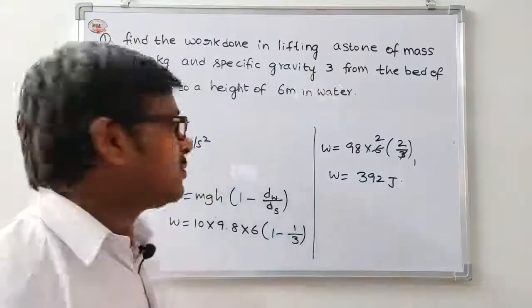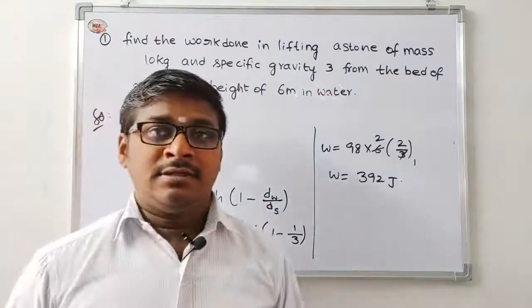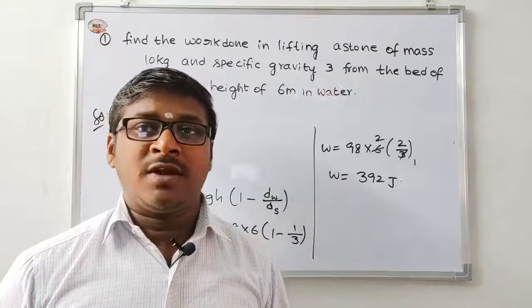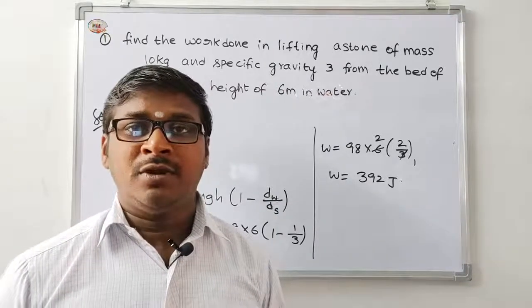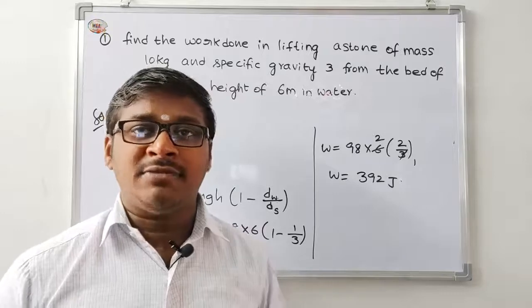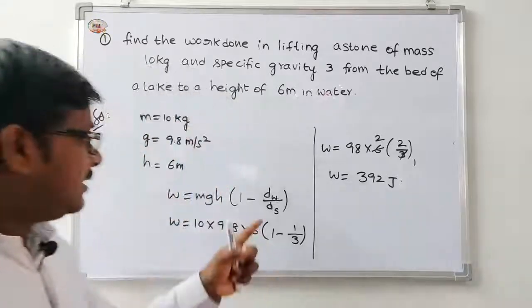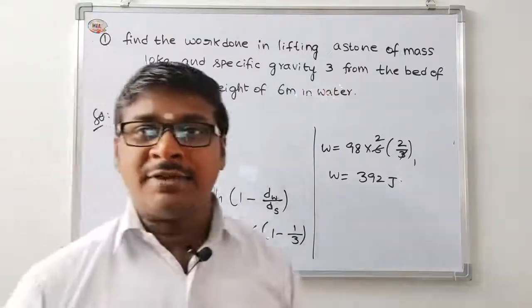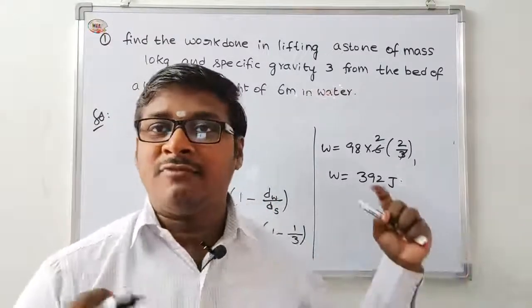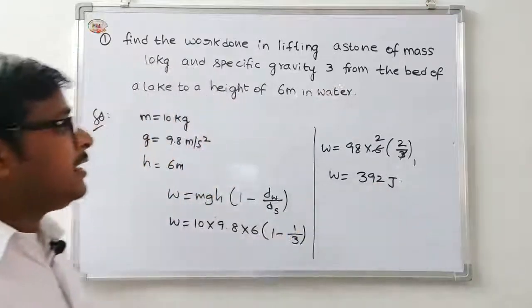Very simple problem, students. This is a direct application. W is equal to mgh, work done by a force. W is equal to mgh into 1 minus d2 by d1. That is the direct formula. Here d2 is the density of water and d1 is the density of the stone, which is the value 3. The density of water is 1 gram per cc. It's very important for NEET and mains level.